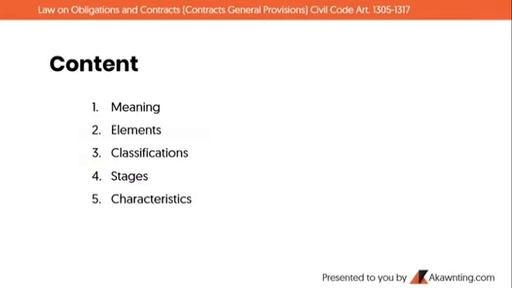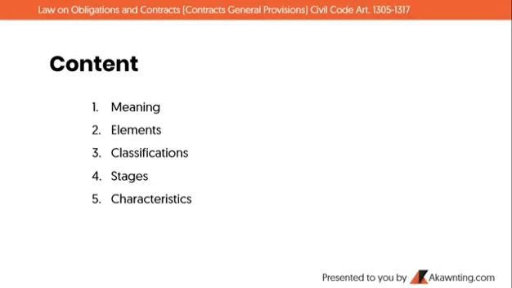Ang magiging content ng video na ito ay nahati sa 5. So, bali, first, we will define what is contracts. Second, we will determine the different elements regarding contracts. Number 3, what are the different types or classifications of contracts? Number 4, what are the stages in the formation of a contract? And lastly, what are the 5 characteristics of a contract? So, ayan. Yan po yung 5 content natin. So, umpisahan natin sa number 1.